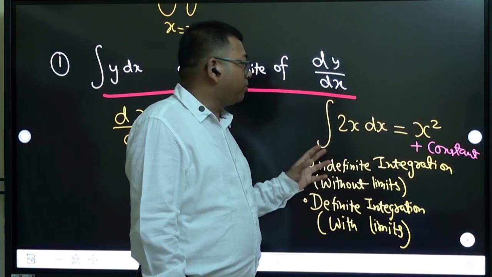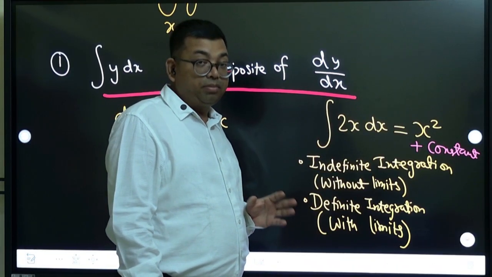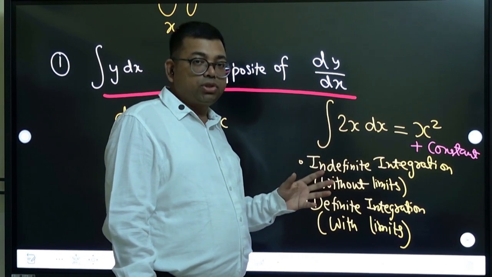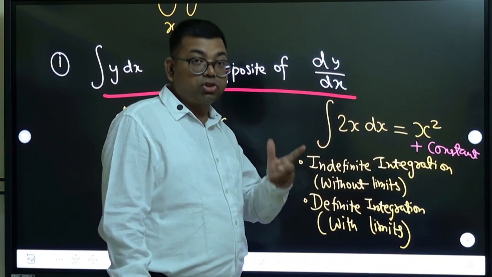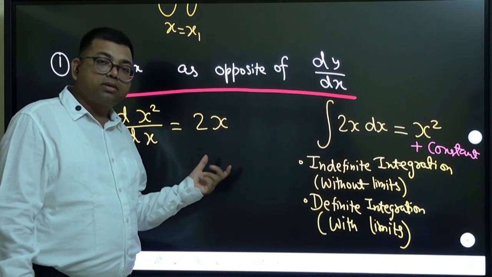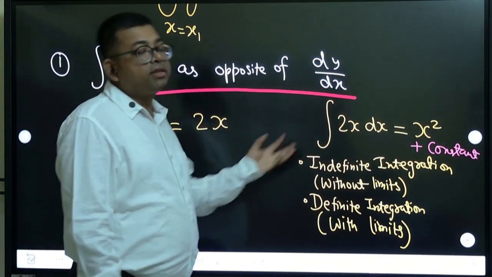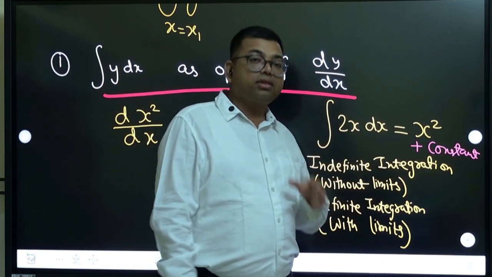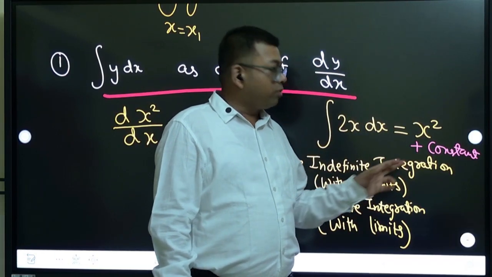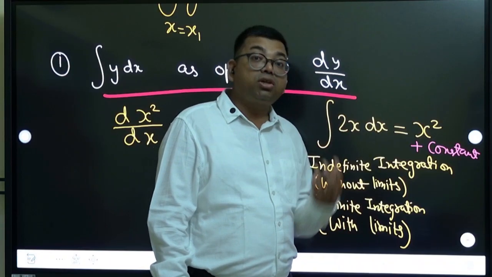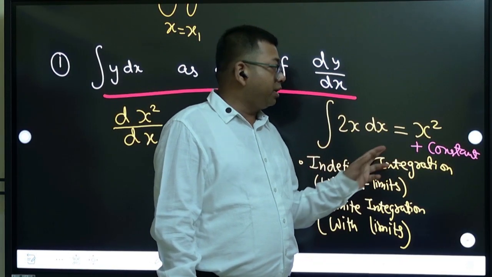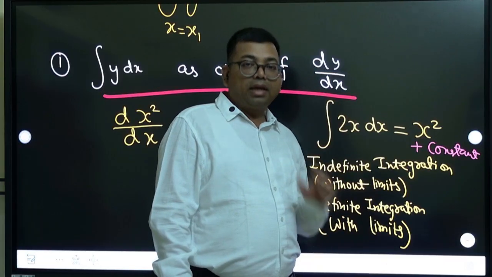So whenever you are performing the integration process without any limits, you will get the value which is exactly opposite of differentiation. Because when you take x square and differentiate, you get 2x, and when you take this 2x and integrate with respect to x, you will get back x square. But if it is an indefinite integration, we put a constant. But if it is a definite integration, we will evaluate it, right? And how to evaluate it, that we can understand.